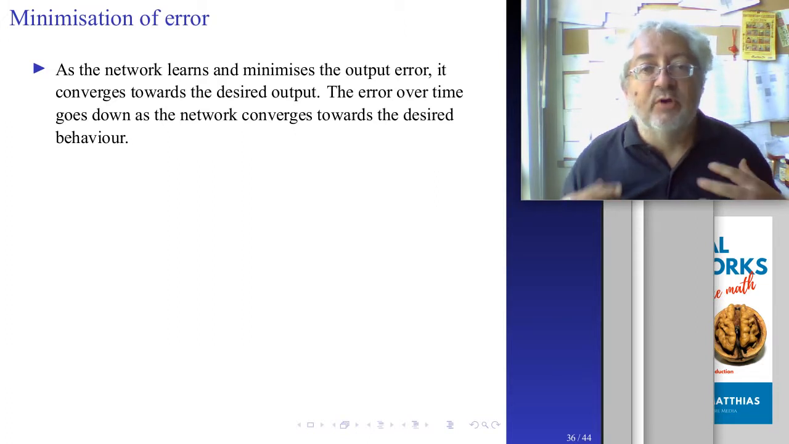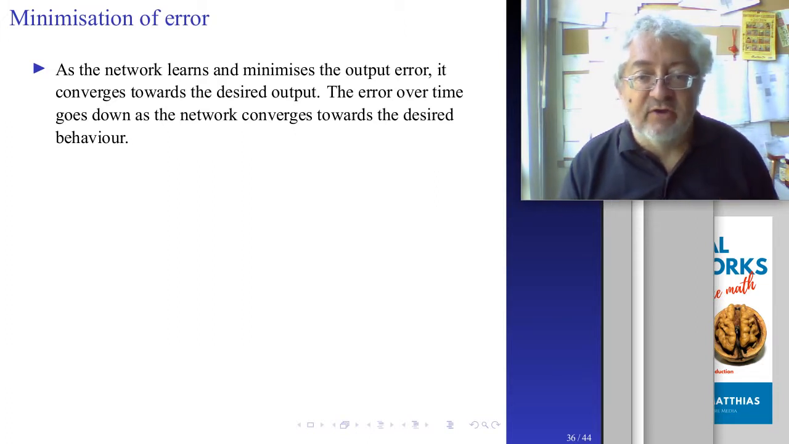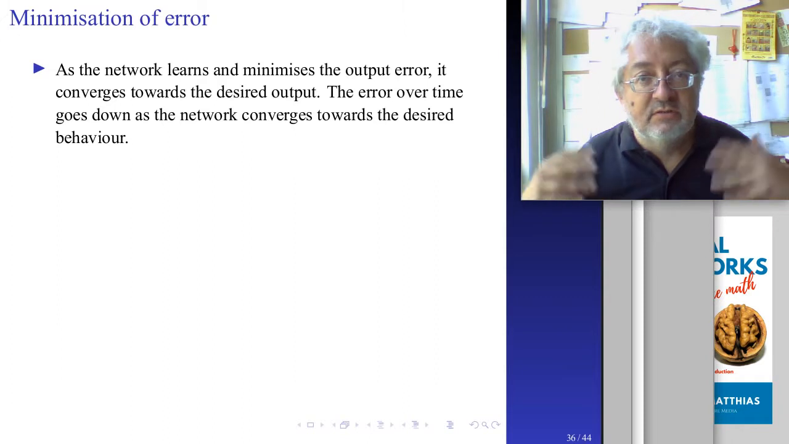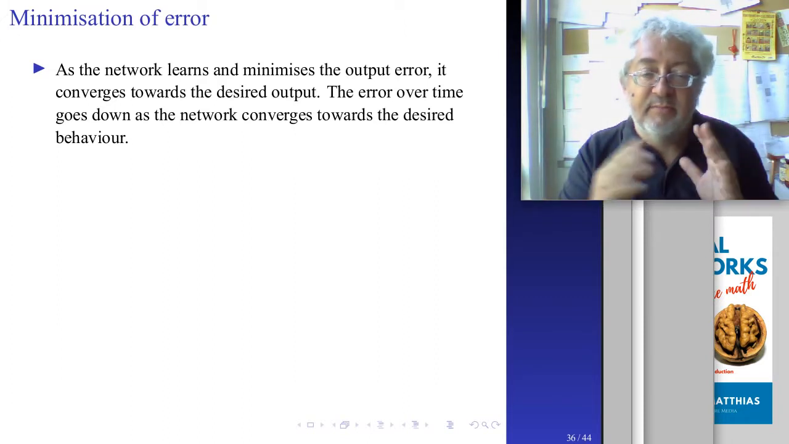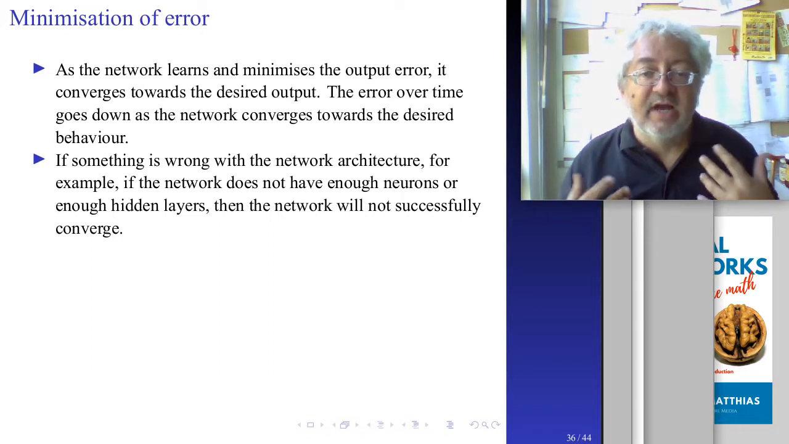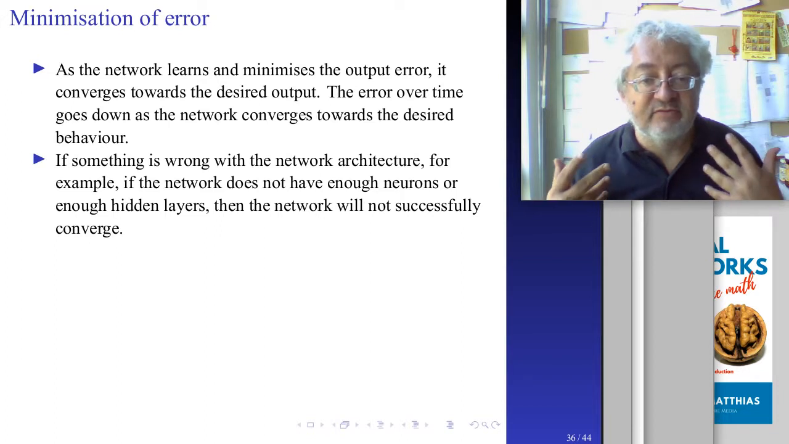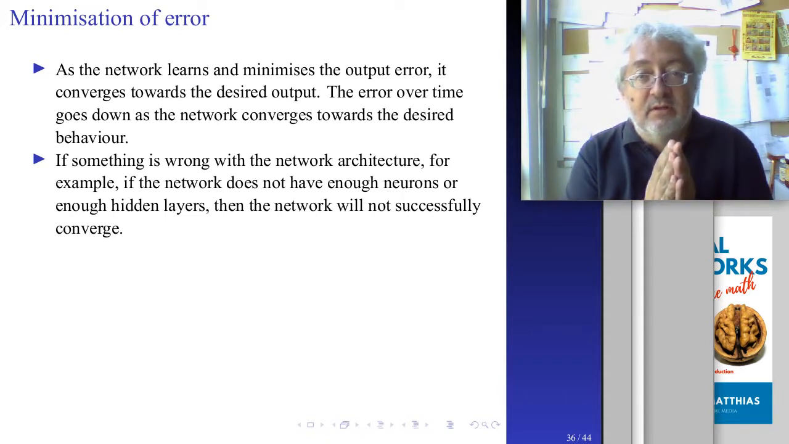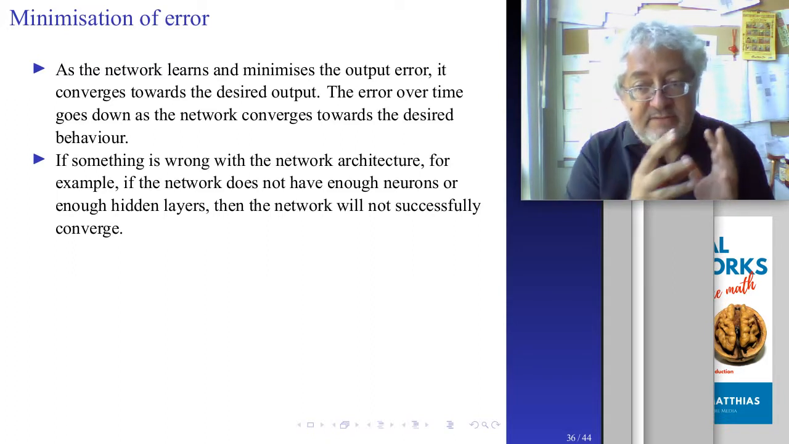As the network learns and minimizes the output error, it converges towards the desired output. The error over time goes down as the network converges toward the desired behavior, right? You remember this? If not, go back to the previous session. If something is wrong with the network architecture, for example, if the network does not have enough neurons or not enough hidden layers, then the network will not successfully converge. I want the network to minimize the output error.